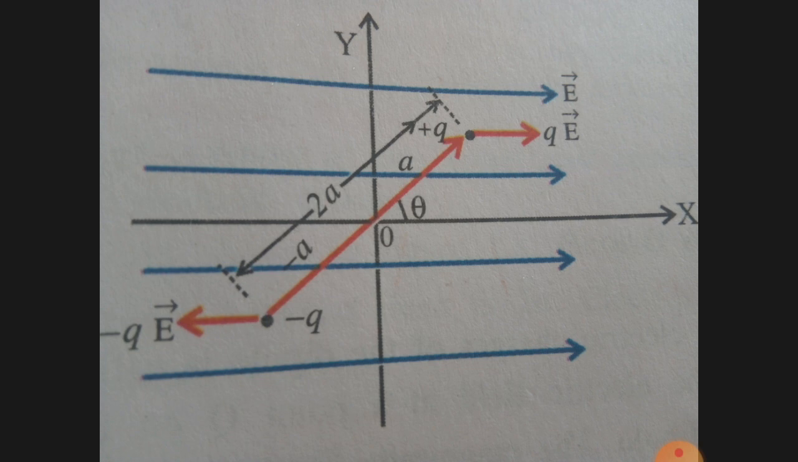Now we have already seen previously that the net force acting on the dipole is 0, and hence the dipole remains in translational equilibrium, that is, there is no linear motion of the dipole, and the torque acts on the dipole due to the couple.